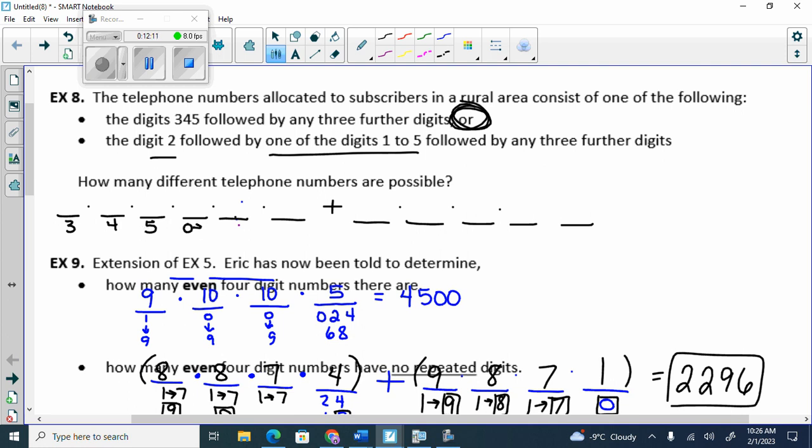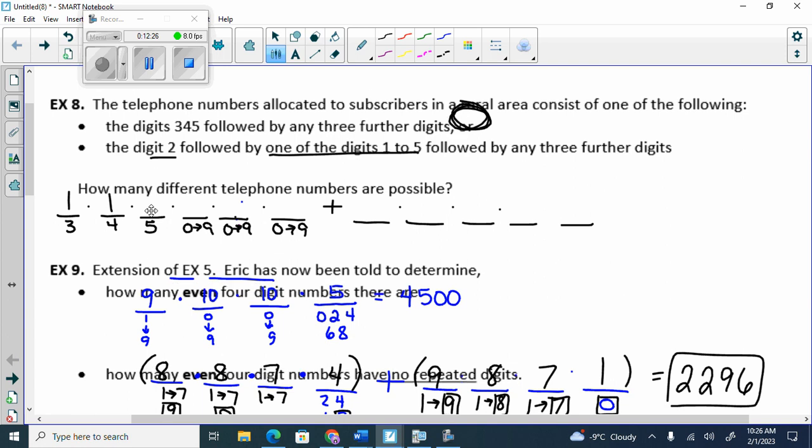Yeah, 0 to 9. So 10 options. So we list the options below. We list the quantity of options above. So if it's a 3, I have 1 option. If it's a 4, I have 1 option. If it's a 5, I have 1. It's moving me again. 0 to 9, I have 10, 10, 10. So that particular one is 1 times 1 times 1 times 10 times 10 times 10, which is 1,000.